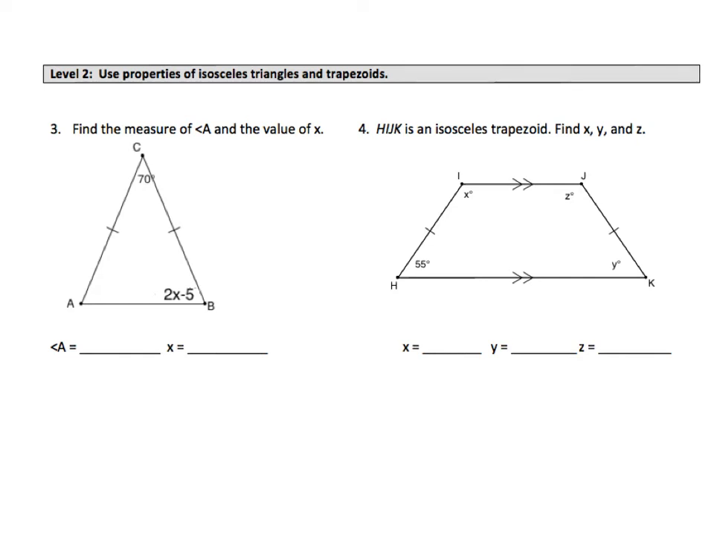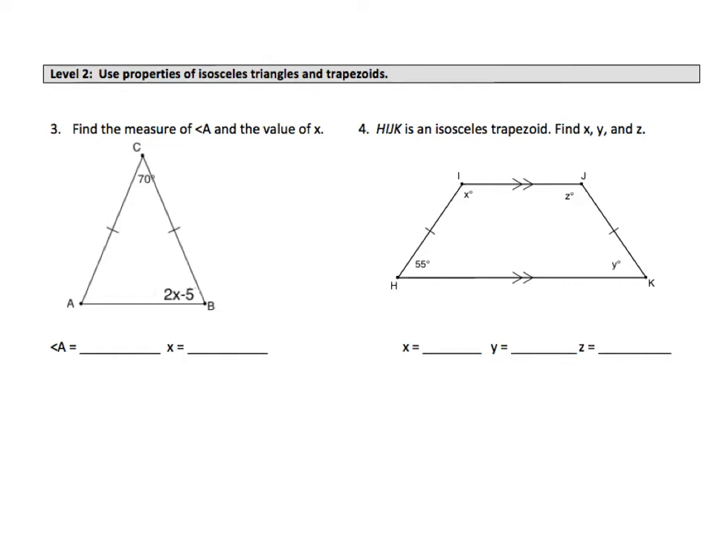Okay, level 2 is using properties of isosceles triangles and trapezoids. You learned a lot of this last year, so I want you to pause the video and try them on your own, and then play the video if you get stuck and check your answers. So go ahead and pause it, give them a shot. If you don't remember, by all means, go ahead and play the video. Okay, hopefully you got a chance to try them.